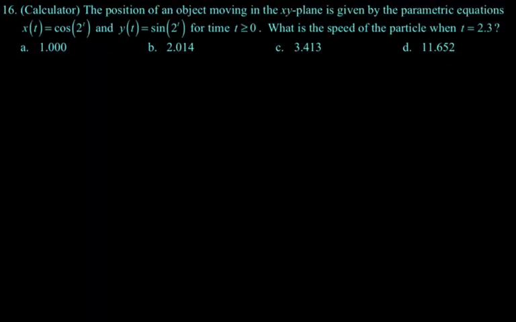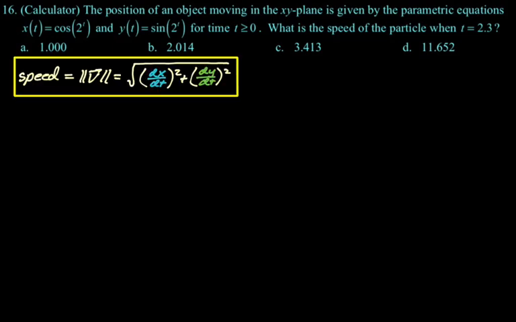New problem. All right, this is a calculator question. The position of an object moving in the xy plane is given by parametric equations. x is cosine of 2 to the t, and y is sine of 2 to the t. What is the speed of the particle when t is equal to 2.3? Okay, so speed is the magnitude of velocity, which is the square root of (dx/dt) squared plus (dy/dt) squared. This is a calculator problem, and there's kind of nothing really to do by hand here.